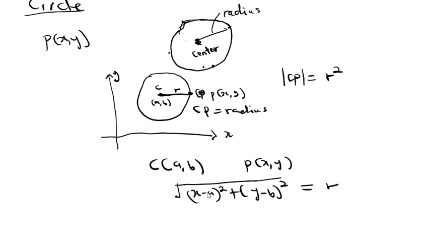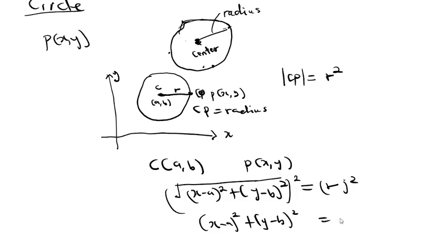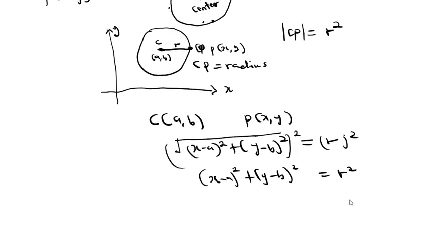Now, to get rid of the square root, we square both sides. When we square both sides, the square root goes out, so I have x minus a all squared plus y minus b all squared equal to R squared. Now let's see what happens next.